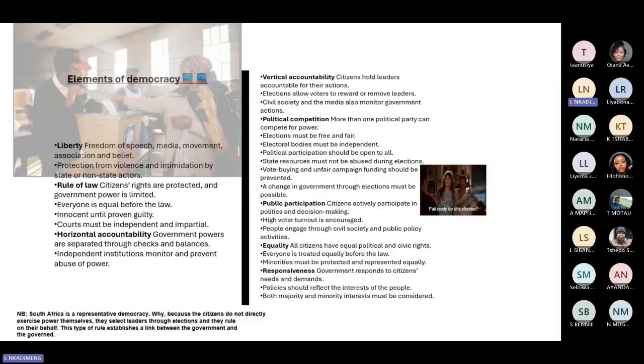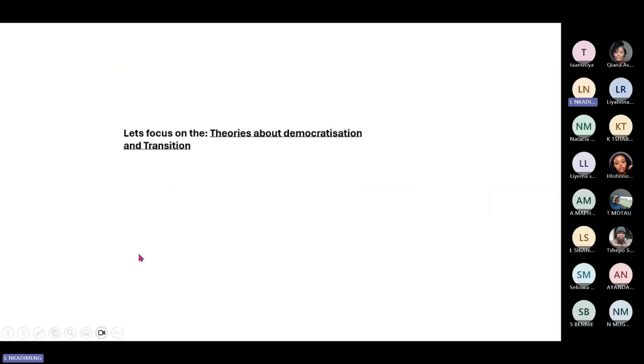Why? Because the citizens do not directly exercise power themselves. They select leaders through elections and the leaders rule on their behalf. This type of rule establishes a link between the government and the governed. In South Africa, we as citizens don't exercise power by ourselves. We have to go to the leader who is leading us. The leader should rule on our behalf, but if we need something, it is the leader who decides whether to rule or not. That is it.